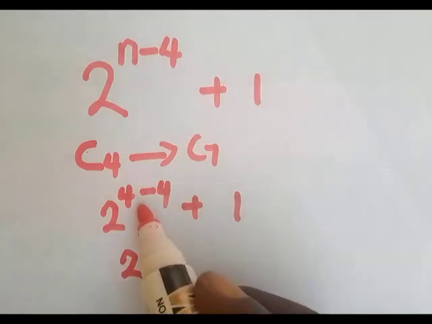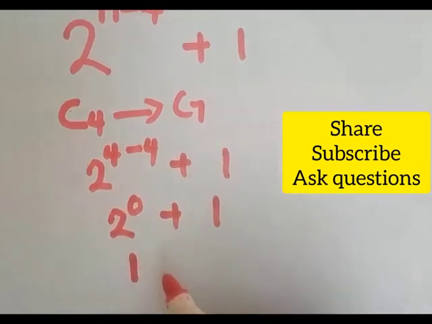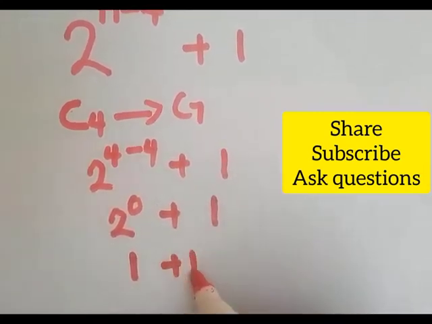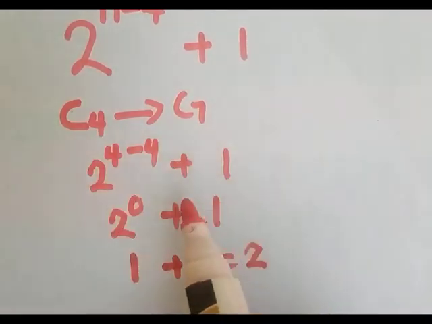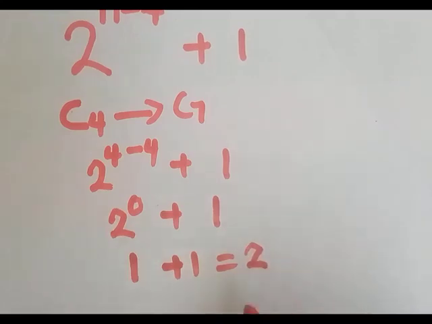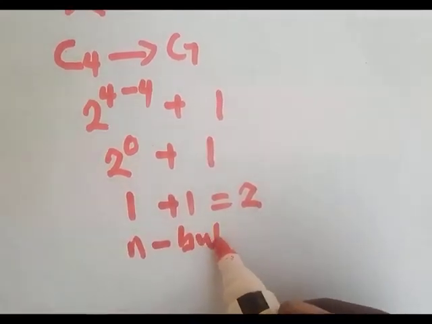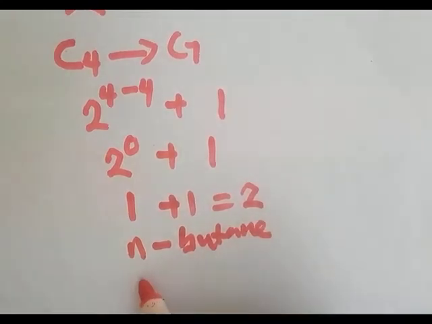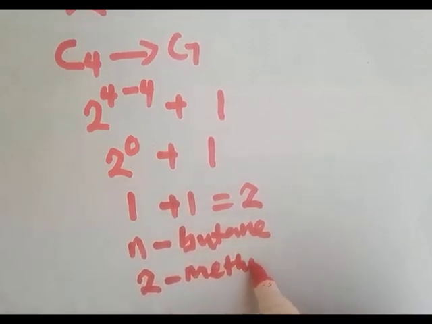I'm going to have 2 raised to the power 0, then plus 1. And anything raised to the power 0 is 1, then plus 1. Okay? And 1 plus 1 will give us 2. That means butane has 2 isomers. Butane has 2 isomers. The first one is the normal butane, which is the first isomer. The second one is the 2-methyl propane.